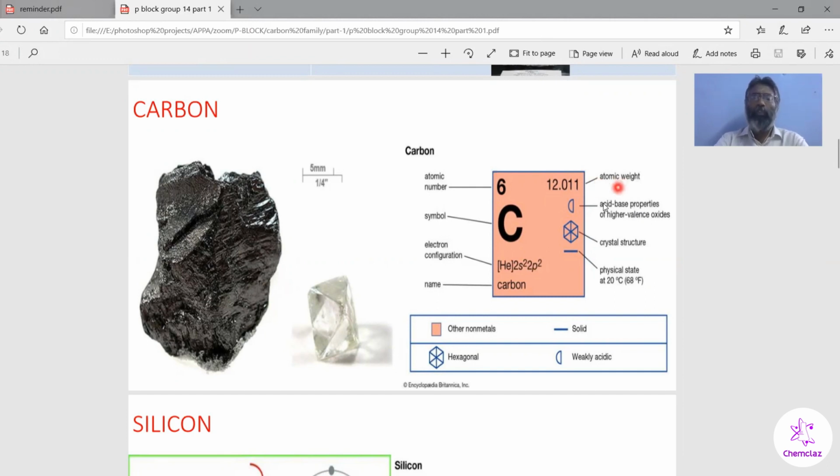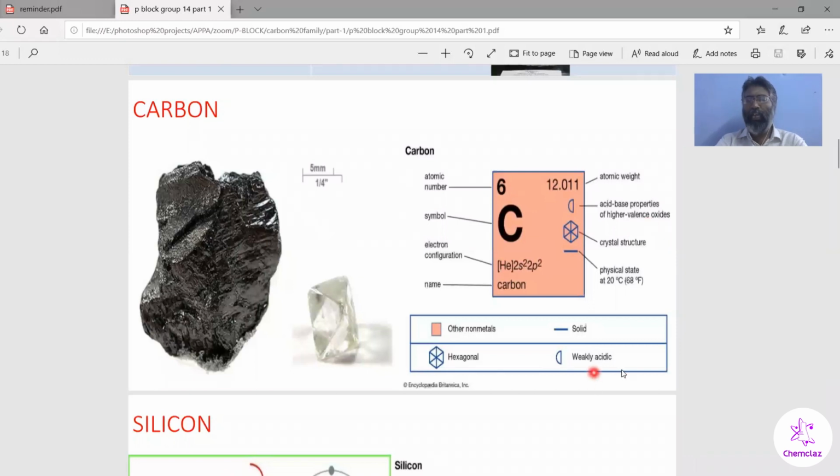And atomic weight 12. The isotopes of carbon are carbon 12, carbon 13, and carbon 14. The relative abundance of carbon 12 is around 99.9%, and the rest of the isotopes are present in trace amounts. So carbon is the only element with a very high relative abundance. Carbon 12 is used as the standard in the calculation of atomic weight and the atomic mass unit, because its relative abundance is 99.98%.